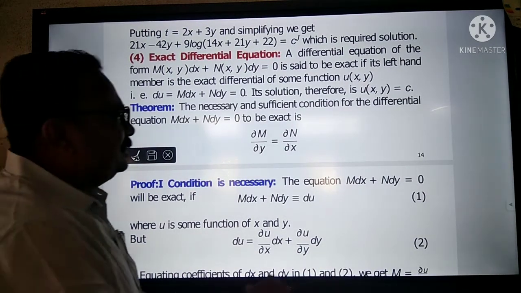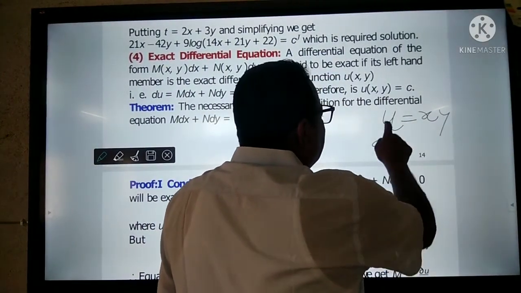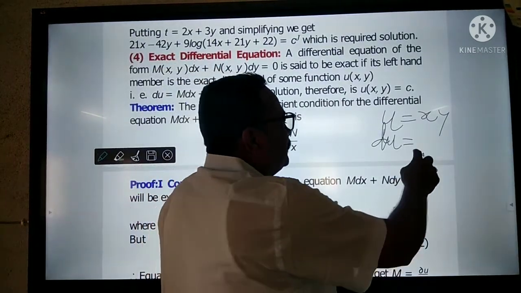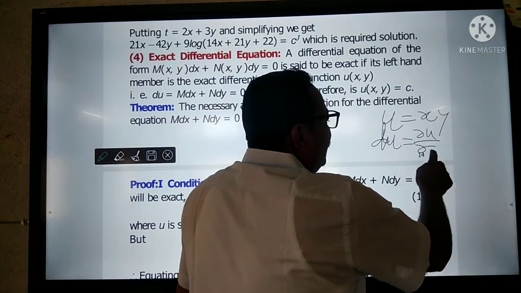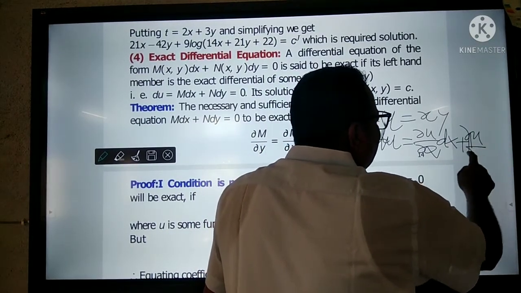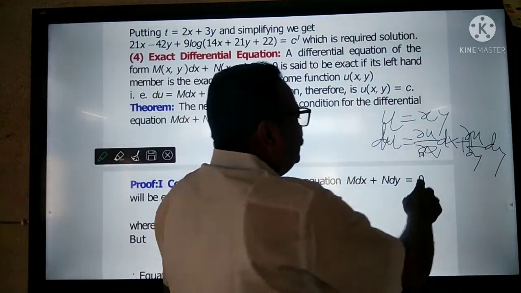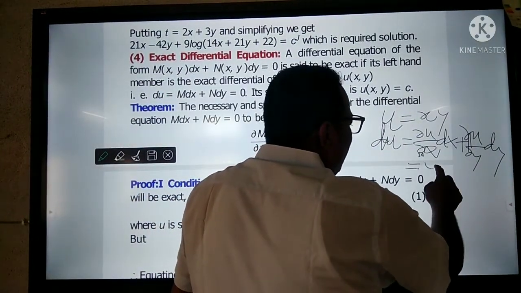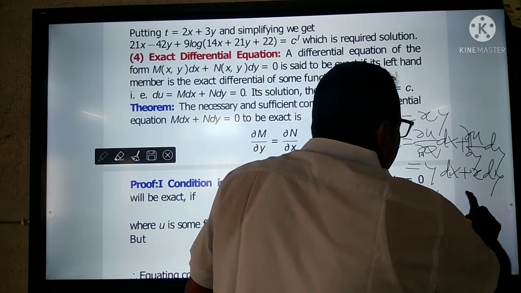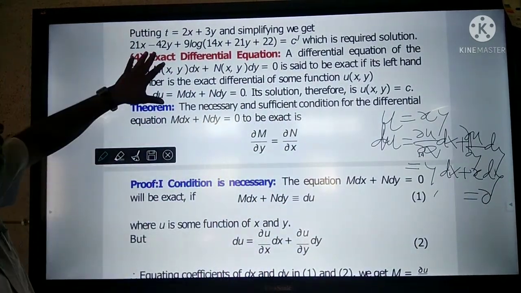For example, if you take a function u equal to xy, then du means the total differential of u. The total differential of u is ∂u/∂x dx plus ∂u/∂y dy. So ∂u/∂x is y, and we get y dx plus x dy. Equating it to 0, we get a differential equation called the exact differential equation.